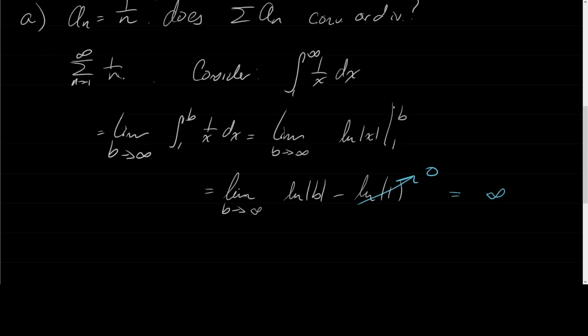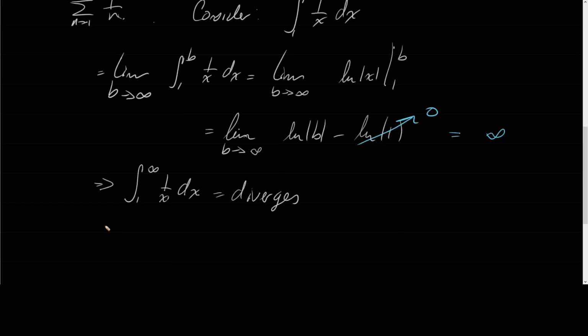So this tells us now that the integral from 1 to infinity of 1 over x dx diverges, right? It does not converge. It goes to infinity. Well, that now implies that the series from n equals 1 to infinity of 1 over n, sorry, just 1 over n, diverges. And we would say by the integral test.